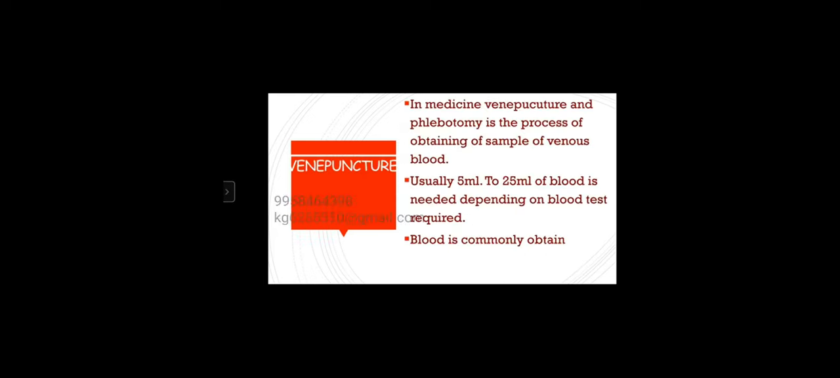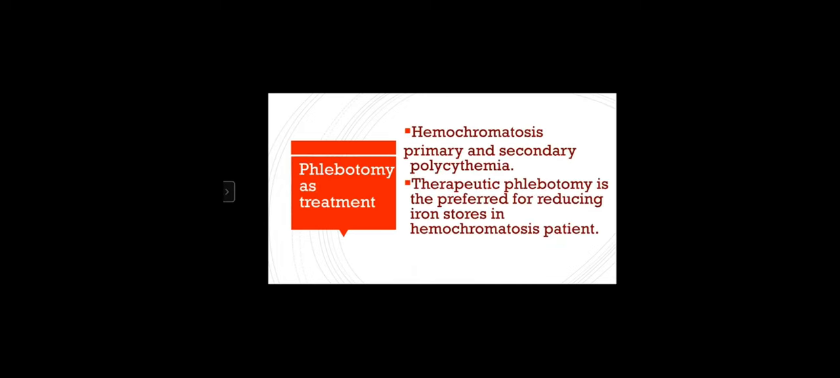Then modern, what is venipuncture? The terms phlebotomy, venipuncture and all are used in modern medicine, but usually not for a therapeutic purpose, only for a diagnostic purpose. 5 to 25 ml of blood is needed for a blood test, mostly obtained this way. Then in some cases like polycythemia and all, some procedures are done. In hemochromatosis, primary and secondary polycythemia, therapeutic phlebotomy is preferred for reducing iron stores in hemochromatosis patients. Okay, so in all these conditions nowadays blood removal is done.